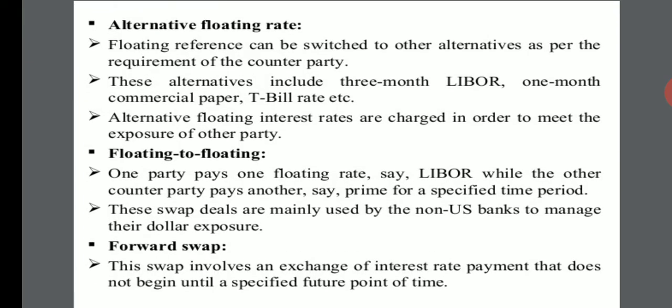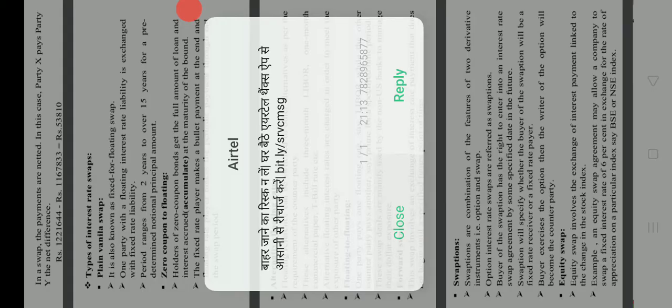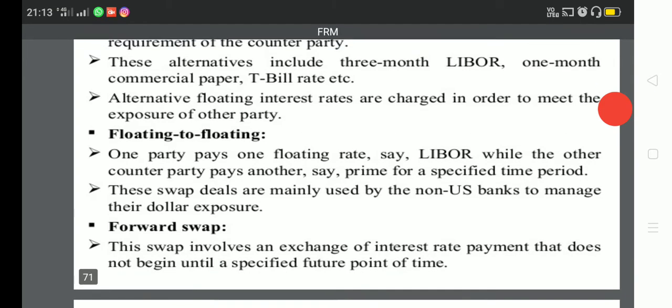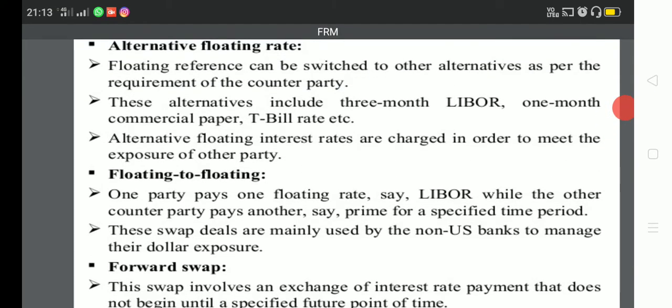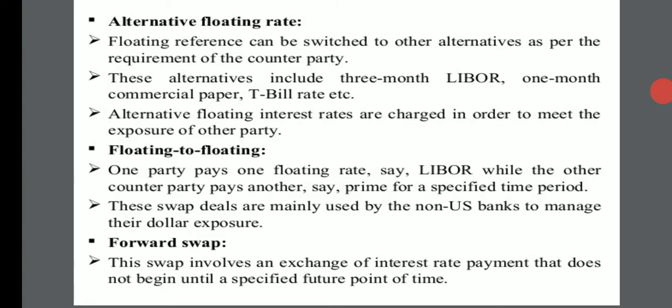Alternative floating rate. Floating reference can be switched to other alternative as per the requirement of the counterparty. These alternatives include 3-month LIBOR, 1-month commercial paper, T-bill rate, etc. Alternative floating interest rates are charged in order to meet the exposure of other party.